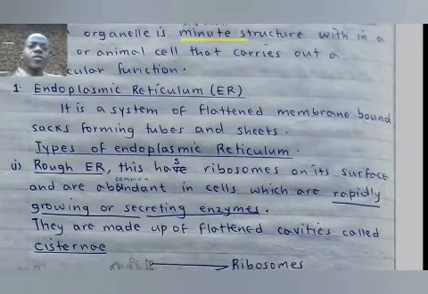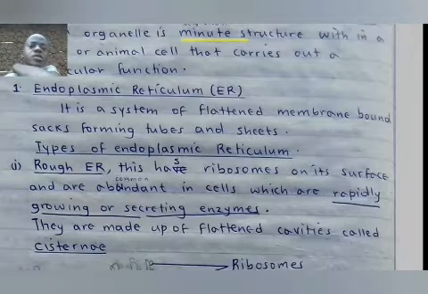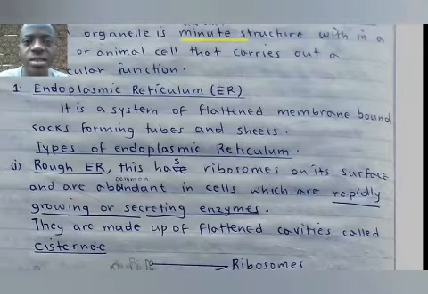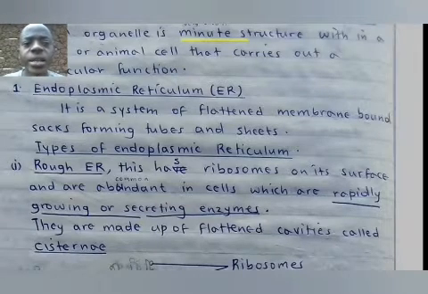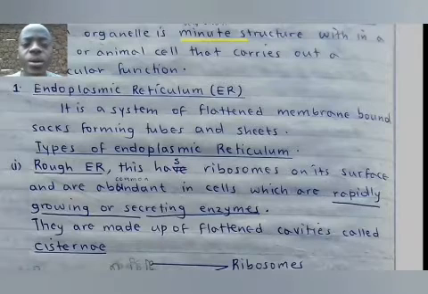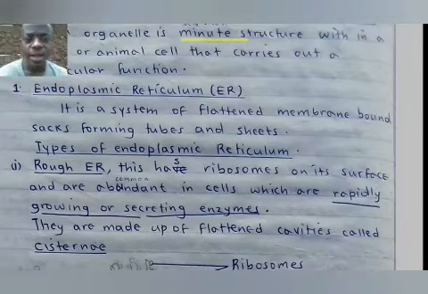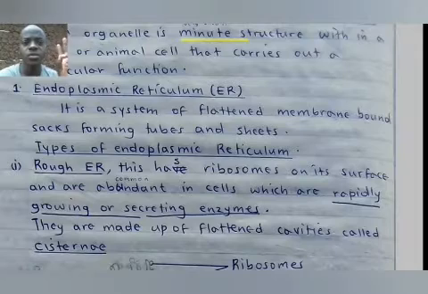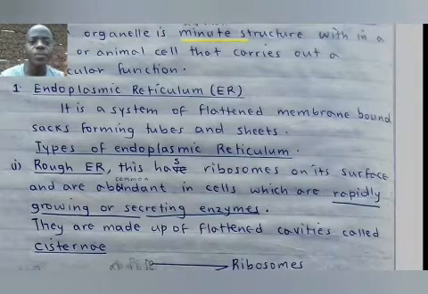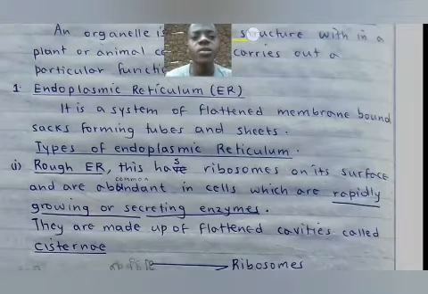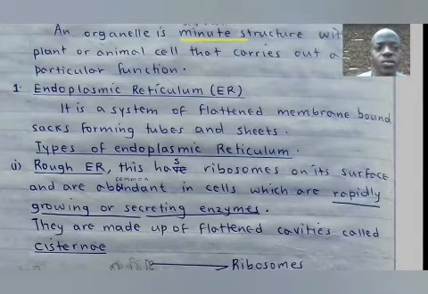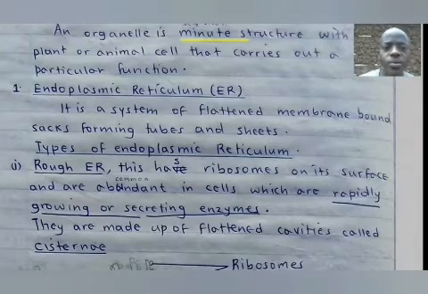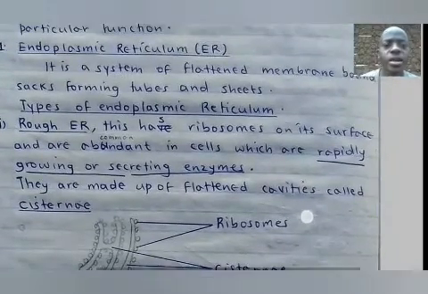Some of the organelles which we are going to look at today, the first one is called endoplasmic reticulum, normally abbreviated as ER. This endoplasmic reticulum, which you are going to understand very well, is made up of two types. The first type is called rough endoplasmic reticulum. We shall come to understand what rough endoplasmic reticulum means. And the second one is called smooth endoplasmic reticulum.